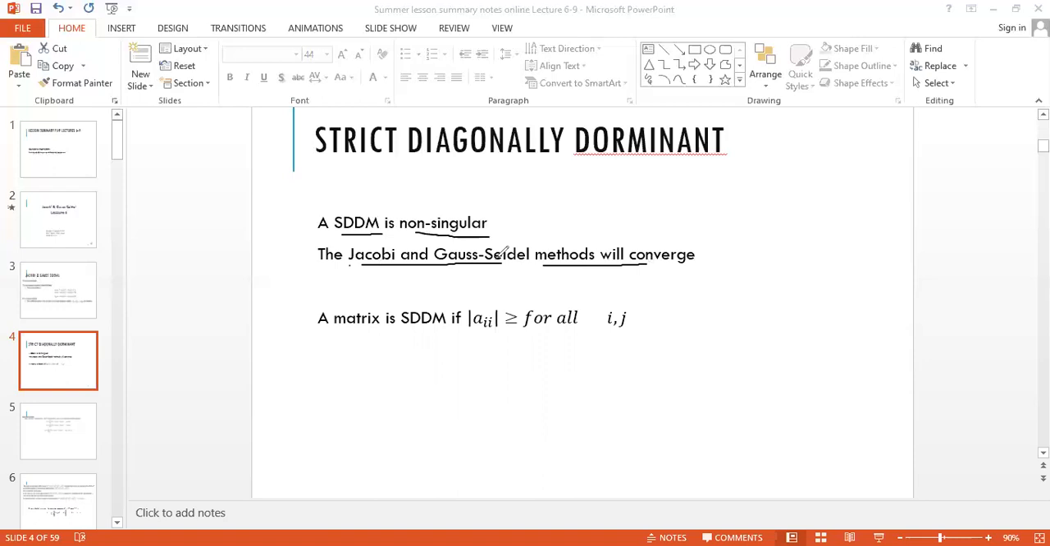You understand? But when you investigate whether the matrix is SDDM and you find out that it is, then it means that the matrix is not singular, which means that the solution will also exist. Hence, you can proceed and apply your Jacobi and the Gauss-Seidel method. And you are very certain the solution will converge regardless of the number of iterations you are going to compute. Okay, any question?